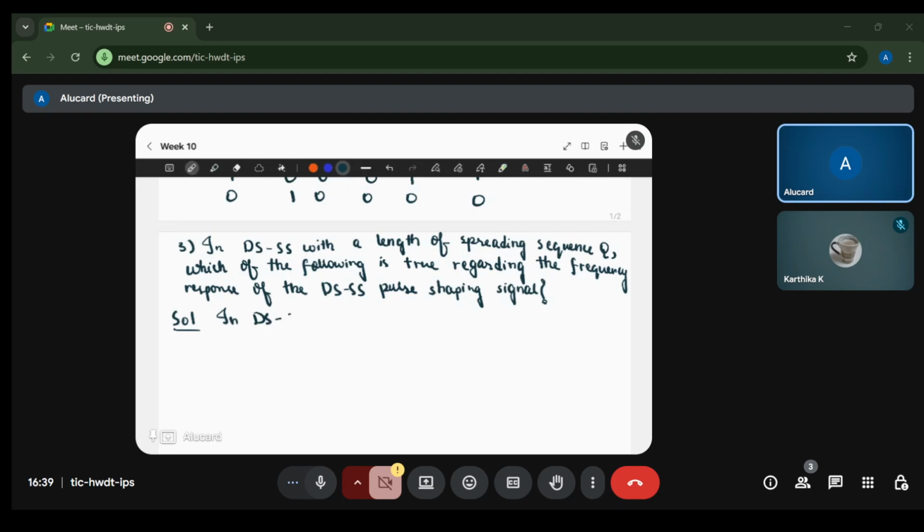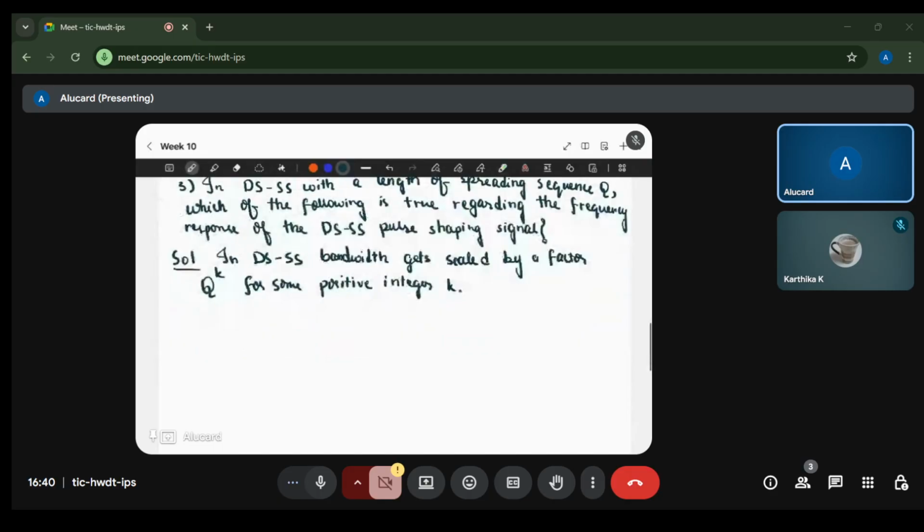Okay, in DSSS, bandwidth gets scaled by a factor q power k for some positive integer k, and magnitude of frequency response gets scaled by q power minus m for some positive integer m.